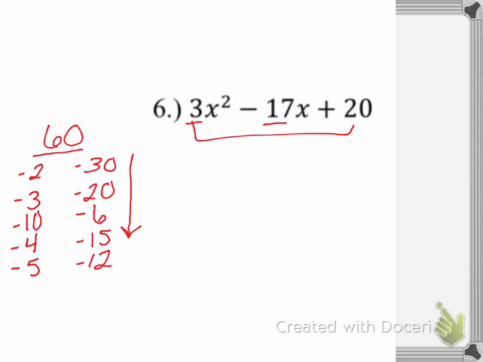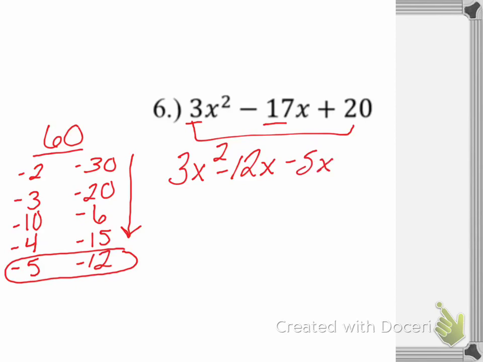And guys, honestly, this is my first time doing this problem, so you're seeing me naturally problem solve this out. So negative 5 and negative 12 are going to be my factors I want to replace. So 3x squared. Now, I know 3 is going to go really well with that negative 12, so I'm going to write negative 12 first, then the 5, and then plus 20.